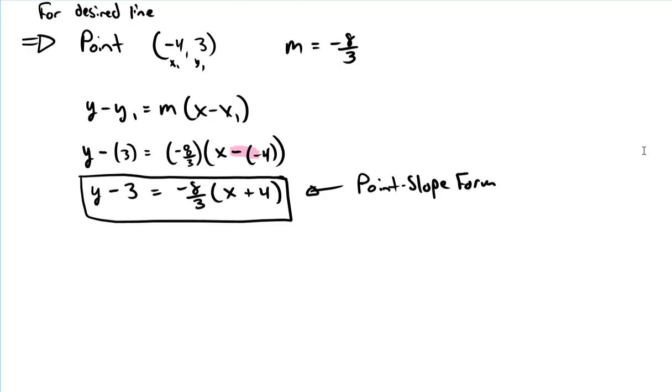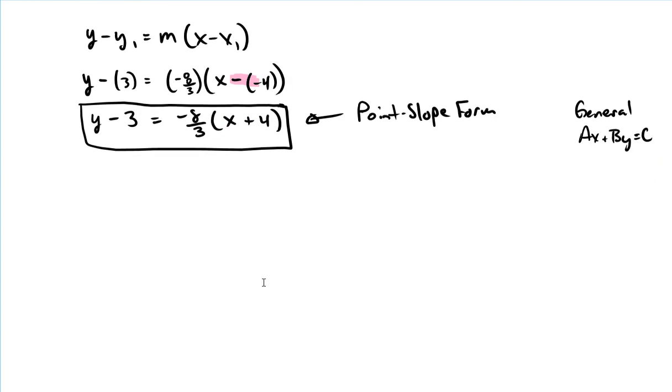And then they also want the general form. So the general form is our ax plus by equals c. All right, so let's break that down. So we'll go ahead and distribute. So we've got y minus 3 equals, as that distributes, negative 8/3 x, and then minus 8/3 times 4 would be, so 8, 16, 24, 32 over 3.